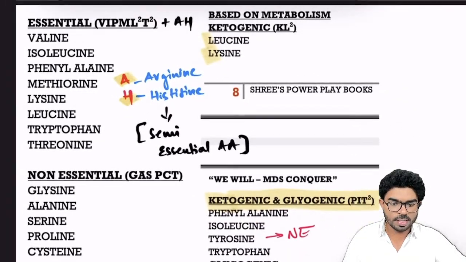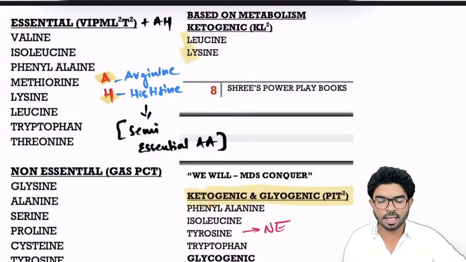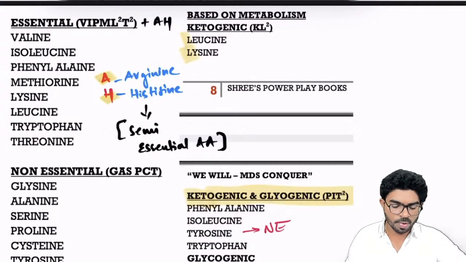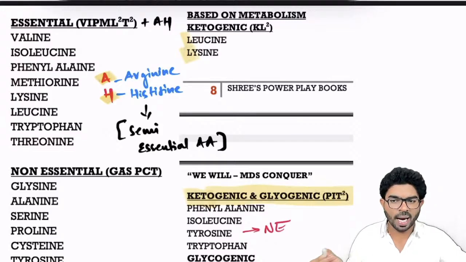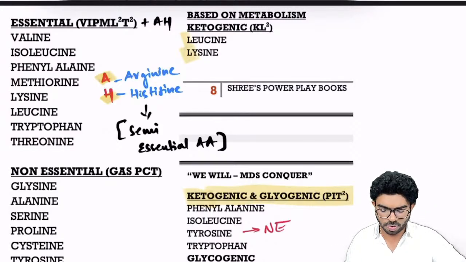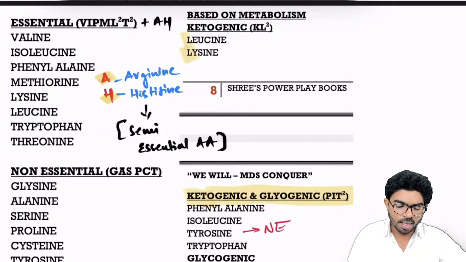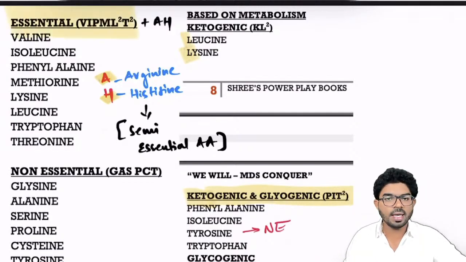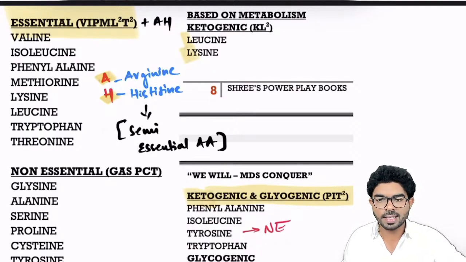If you check out this particular table, which is a direct note from your power play books, essential amino acids, please do practice the same code. Whatever codes you feel comfortable with, you can follow them. This is what I prepared during my preparation phase. Essential are VIP, ML2T2 plus AH.